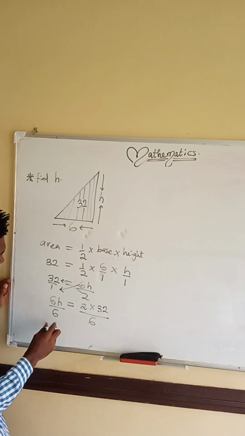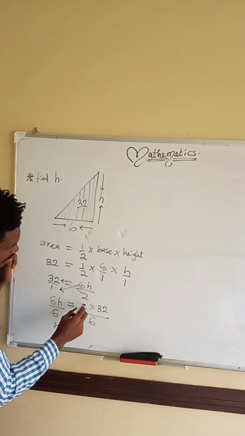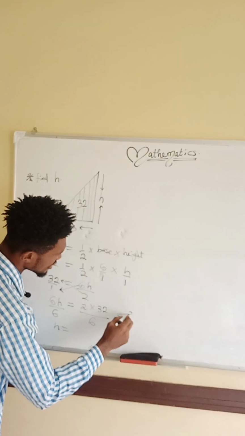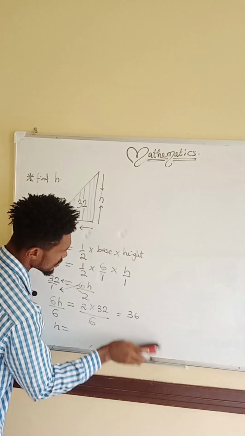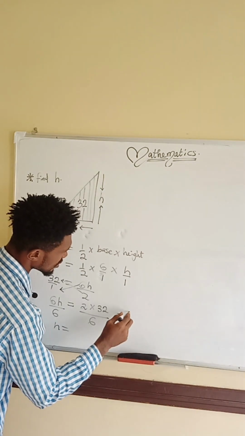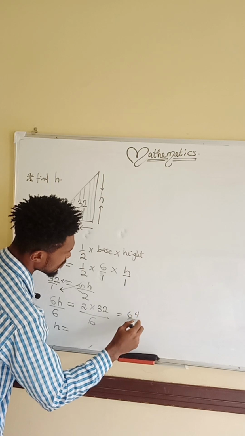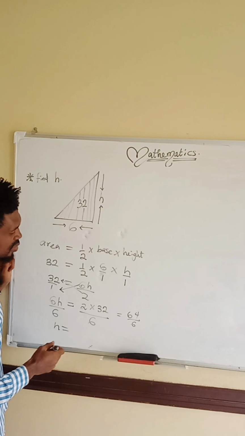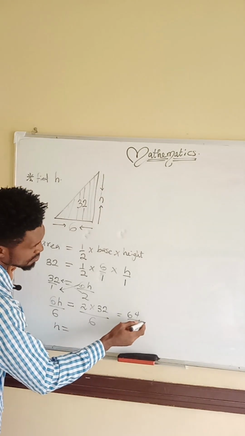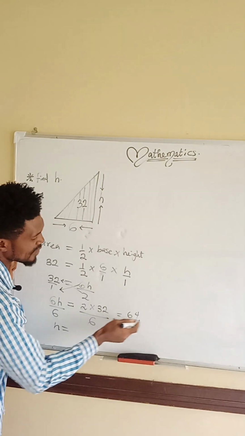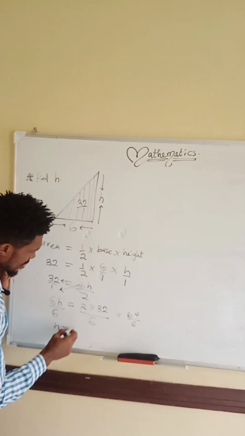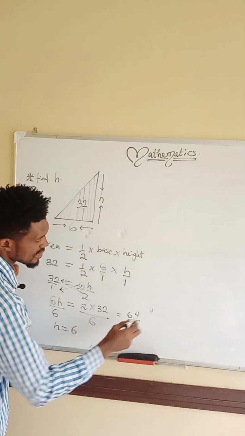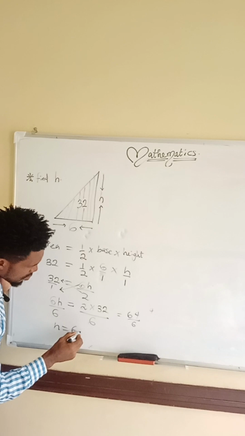So our final answer will be h is equal to 2 times 32, which is 64, over 6. 64 divided by 6: we get 6, remainder 4. Since there will be a remainder, we put the decimal point.